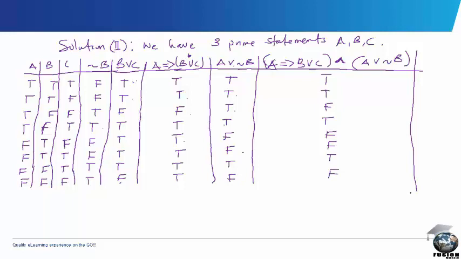All right, this gives us the truth table for the statement, the statement that A implies B or C, and A or negation B. All right, this resolves this.